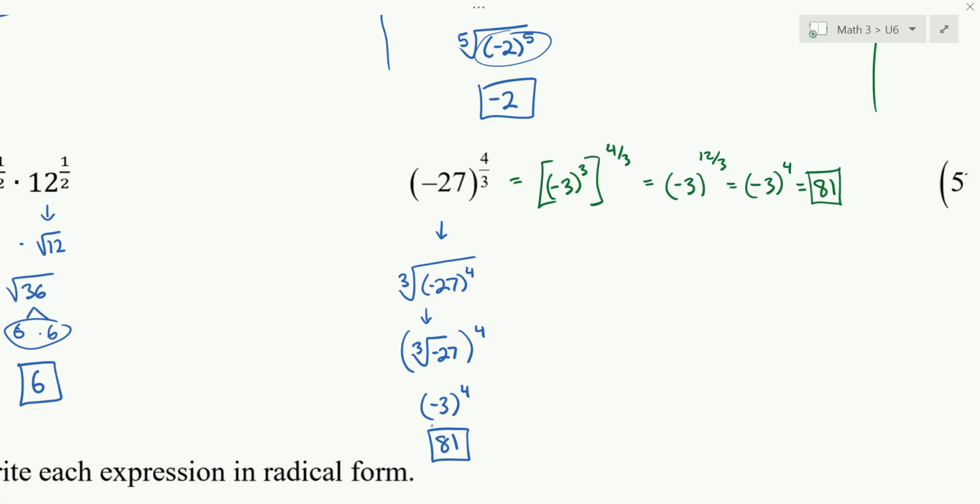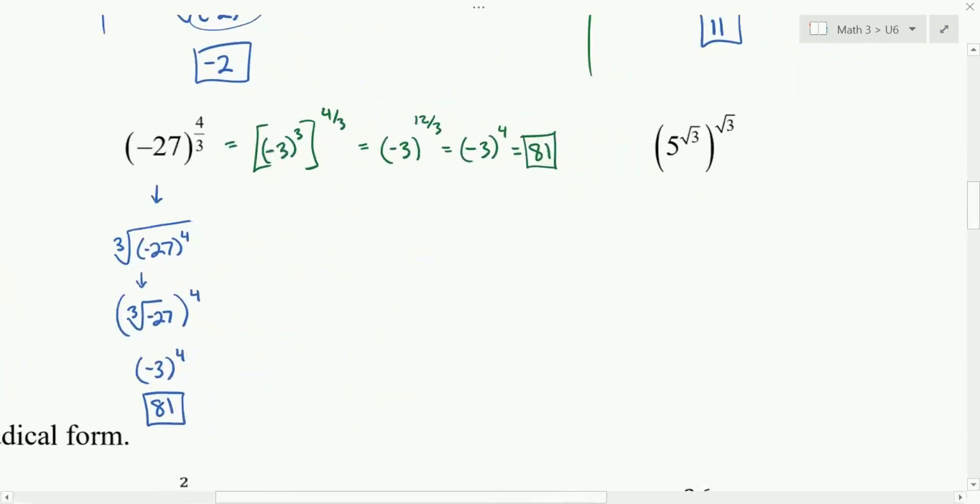Both work. Okay, this next one, we don't even have a fractional exponent. We just have exponents that are radicals, right? So what do we do? How do we solve this one? What are we going to do? Multiply the two square roots of 3, and you end up with 5 to the 3rd power, which is 5 times 5 times 5? 125.